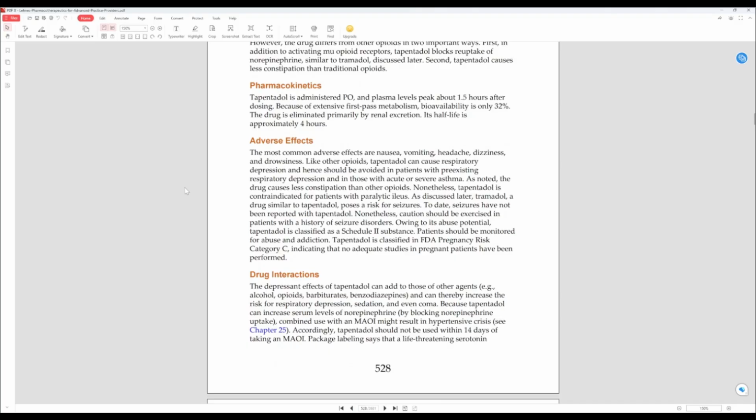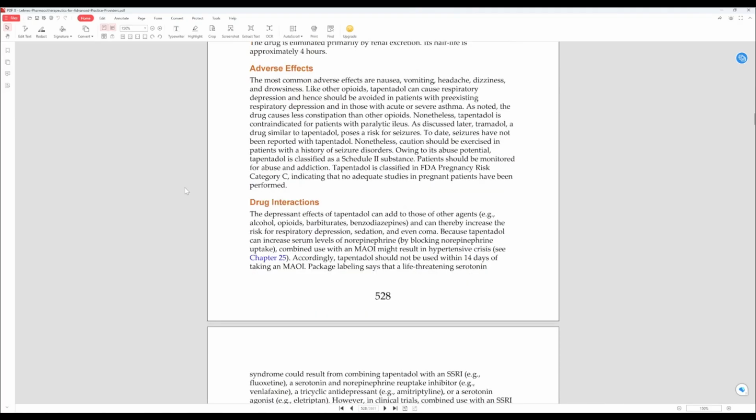So, its pharmacokinetics. Tapentadol is administered orally, and the plasma level peaks usually in 1.5 hours after drug dosing. Because of extensive first-pass metabolism, the bioavailability is only 32%. The drug is eliminated primarily by the renal excretion. Its half-life is about 4 hours.